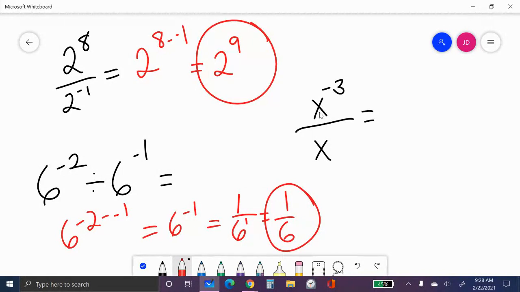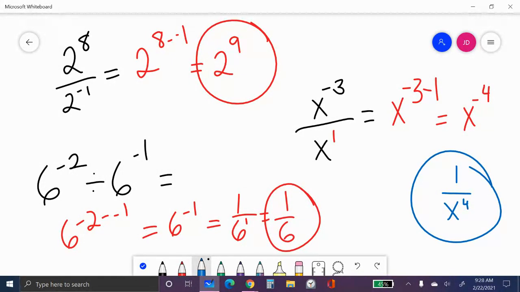And you could also do this with variables. Same thing here, okay? I want to give this exponent a 1. So keep the base, x -3, and subtract the exponents, -1, which is x to the -4th. Another way I can write that is, you flip it, 1 over x to the +4. That would be my answer for that one as a positive exponent. If it says leave it as a negative exponent, it could be this.